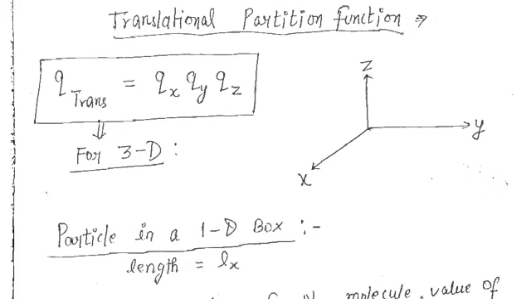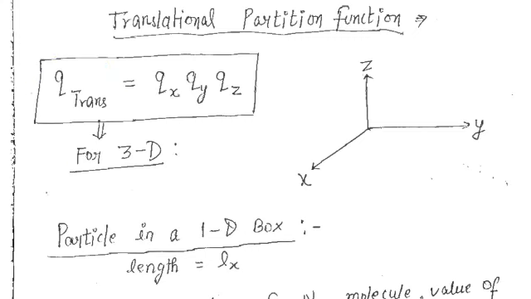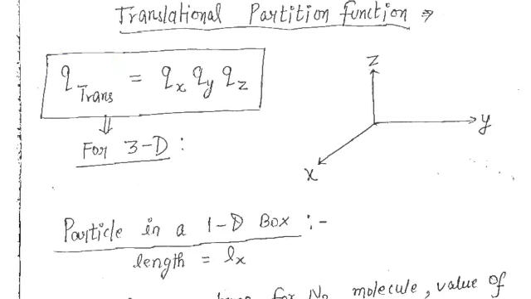So Q translational for the three dimensions will be the partition function, or the Q, in the x direction multiplied by that in the y direction and multiplied by that in the z direction. All right, so this is the translational partition function for 3D. This is the actual concept for the 3D, because we have the molecule in three dimensions.